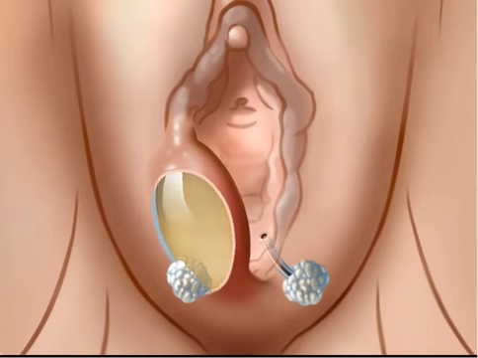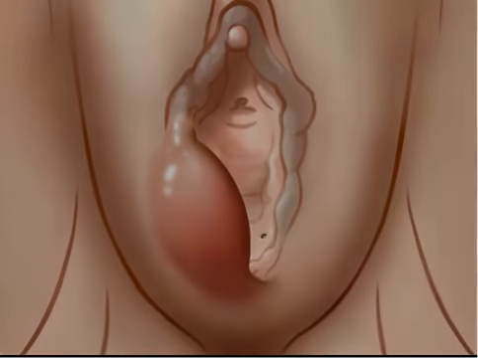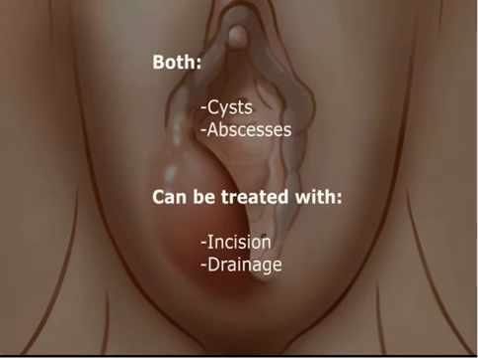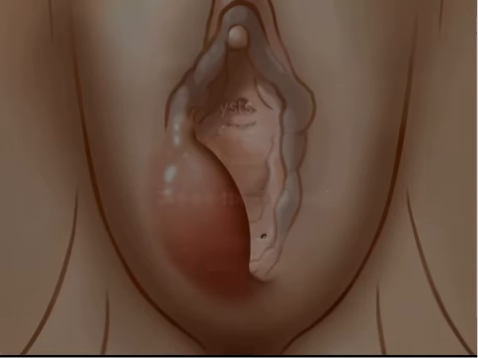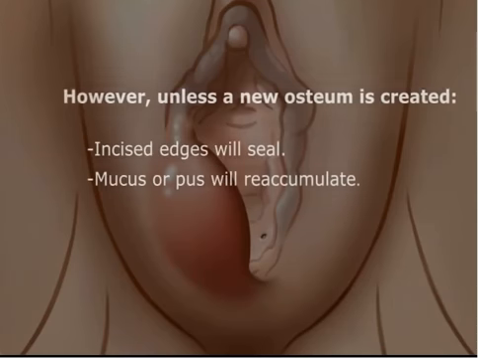Classically, a fluctuant mass is found either on the right or left side of the introitus, external to the hymenal ring, and at the lower aspect of the vulva. Both symptomatic Bartholin gland duct cyst and Bartholin gland duct abscess are treated with incision and drainage. Incision and drainage alone may give immediate relief.